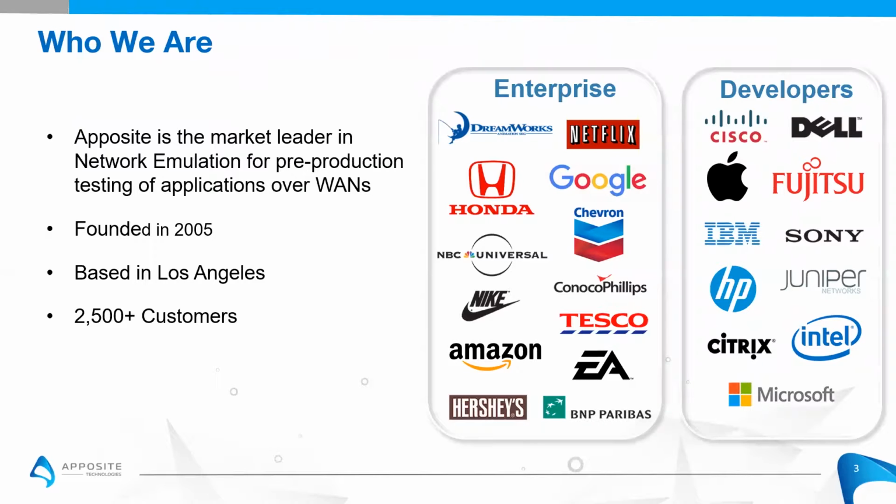For those of you who don't know, Apposite is a market leader in network emulation products, specializing in creating real-world network conditions in pre-production environments. We've been in business for 14 years, so we are not new to the network test game. We're based out of Los Angeles with 2,500 enterprise-level customers, ranging from entertainment all the way over to the defense departments across the globe.